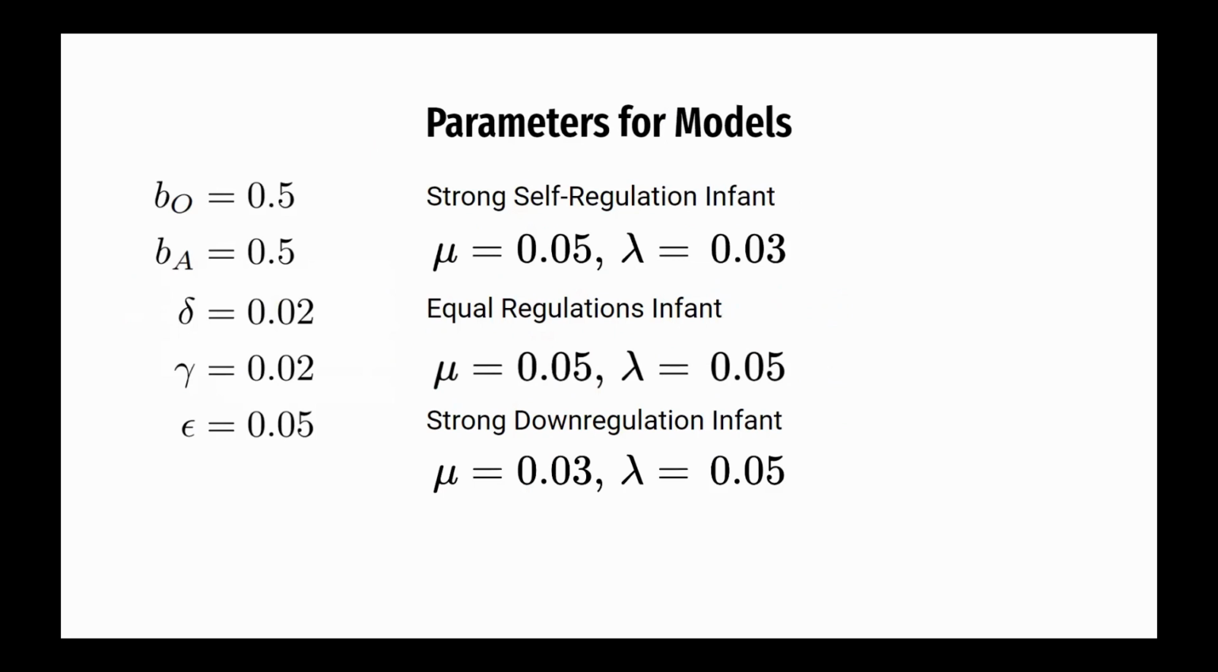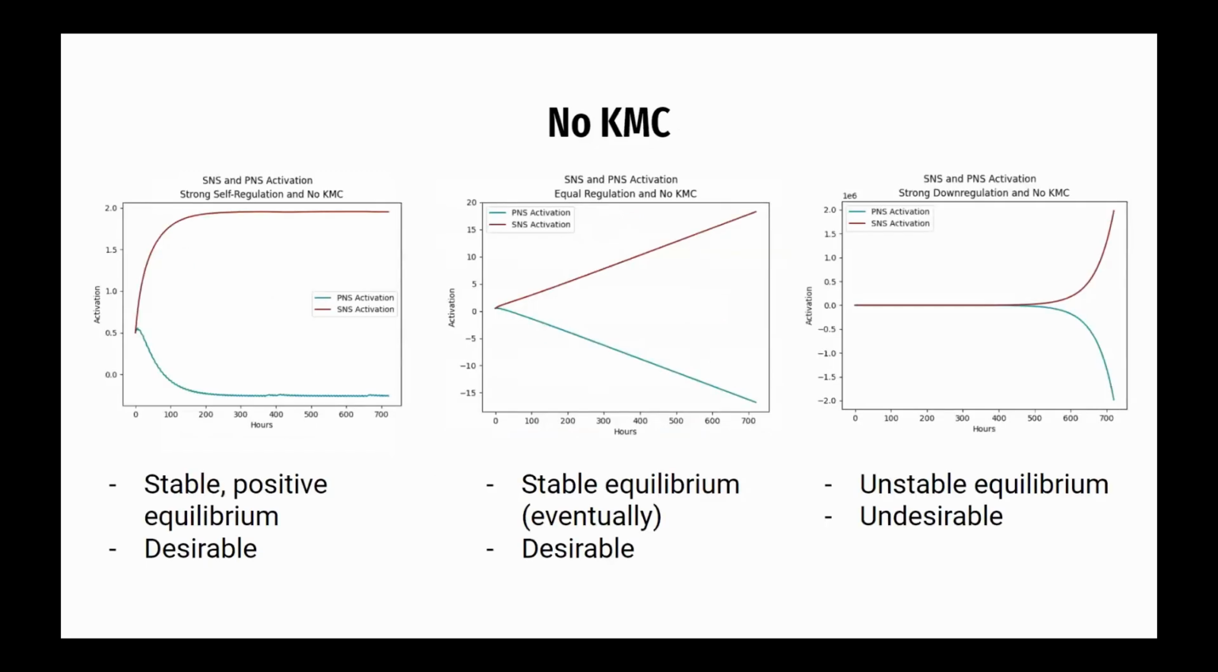So we're going to walk through some of those simulations. We simulated 4 patterns of KMC care, and our first one was providing no KMC at all. We can see that as long as the infant isn't a strong downregulator, they will approach an equilibrium at some point, and that's pretty desirable.